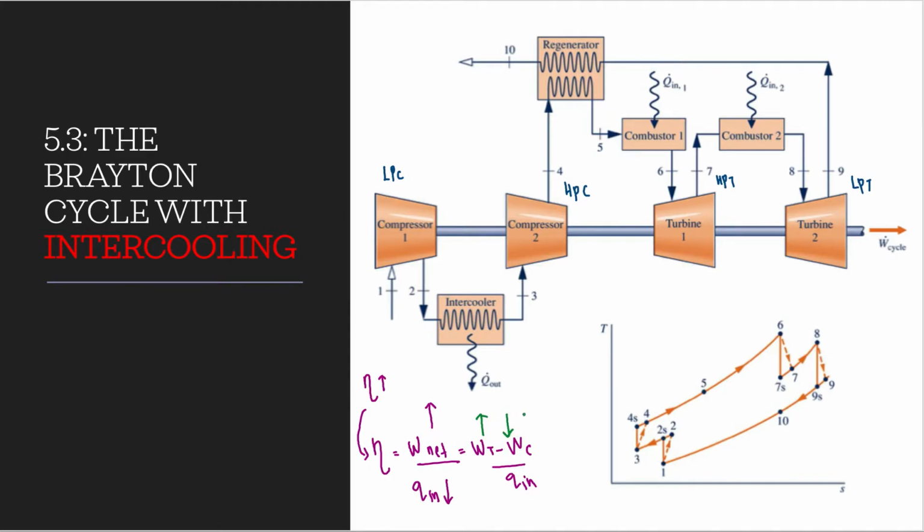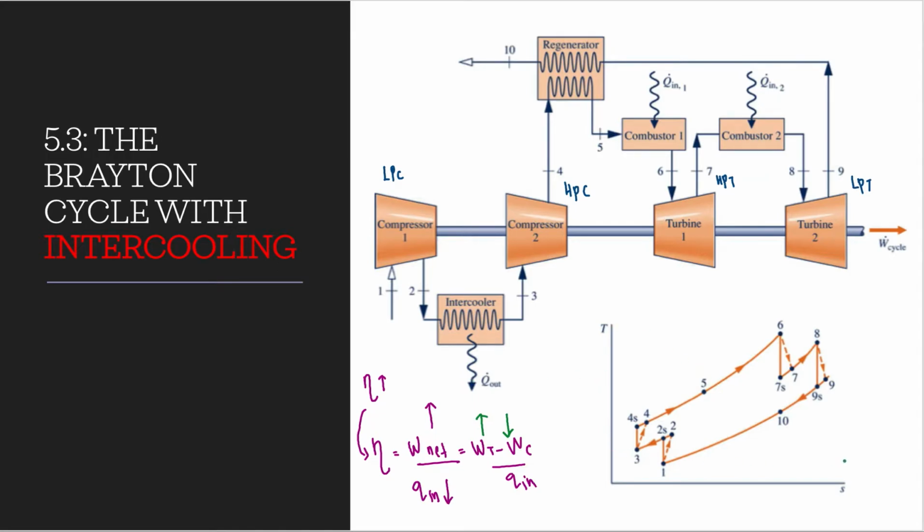So, how to reduce WC? In this topic, we discuss reducing the work of the compressor by using an intercooler. In this diagram, you can see we are using two compressors. Compressor 1, we call the low pressure compressor, and compressor number 2, we call the high pressure compressor. In between these two compressors, there is a component called an intercooler. What is the function of the intercooler? It is to reject Q to the surrounding, Q out.